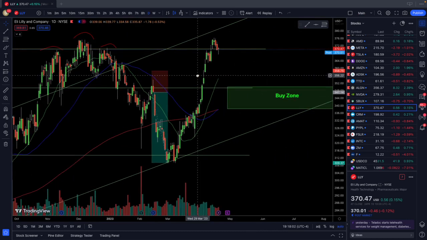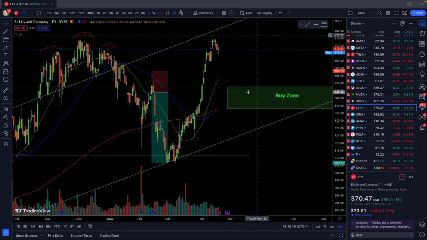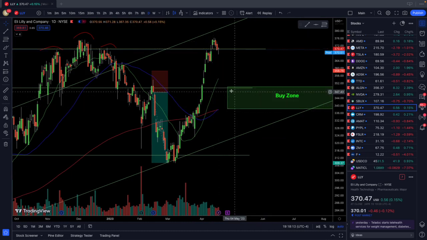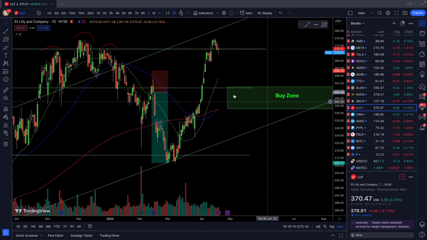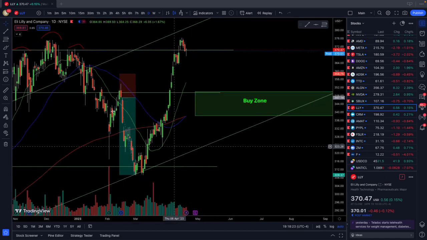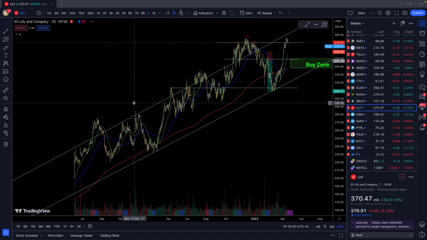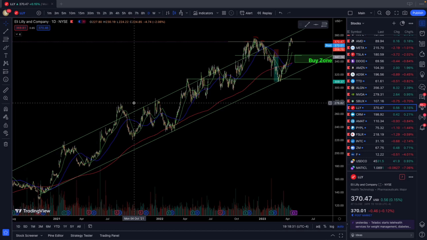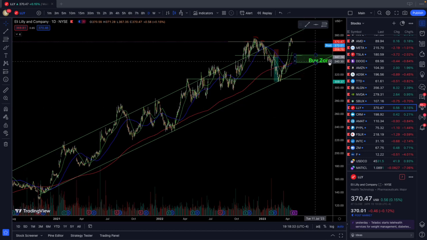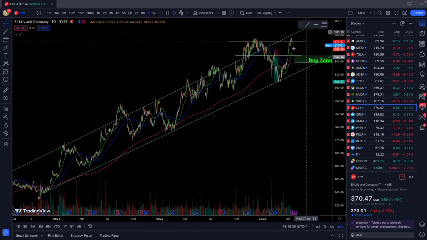Now for Eli Lilly stock, I'm looking for a price retracement to come down to at least the area of the 20-day moving average. By the time that happens, we may see the 50-day moving average a little higher, which is why I put the buy zone around this level to continue longing this stock as its overall direction is uptrending, as you can see if we zoom out a bit here. It's been uptrending for quite some time, so that's why I am looking for bullish moves on the stock versus bearish moves.